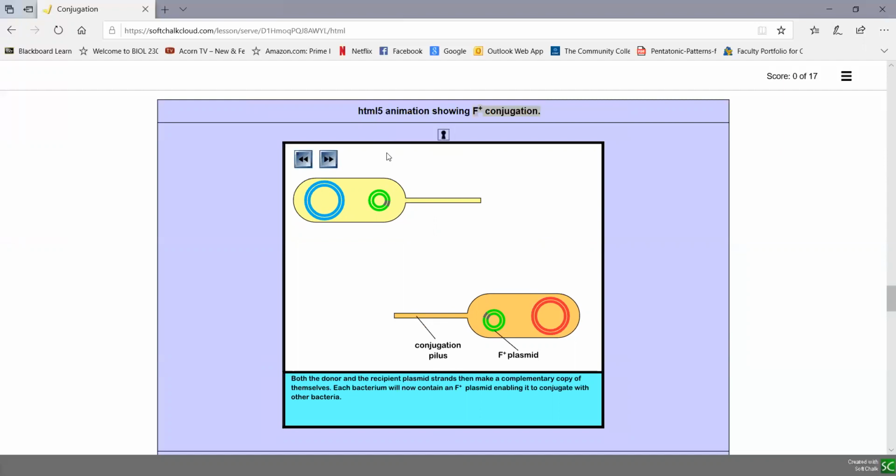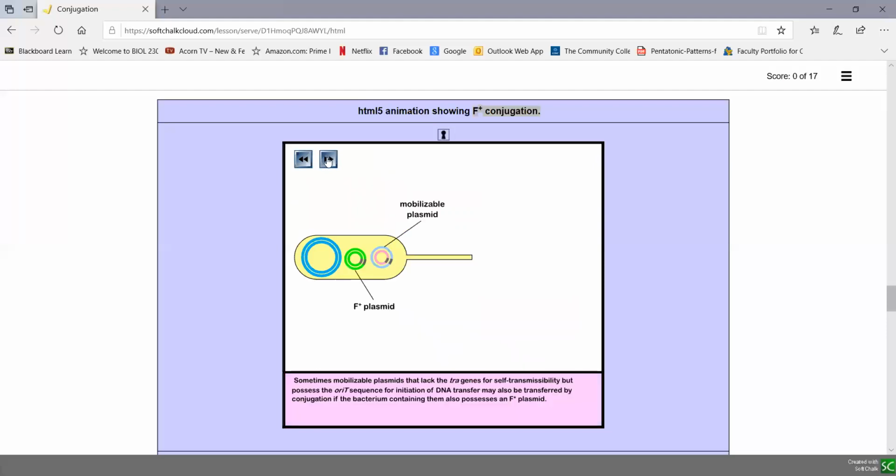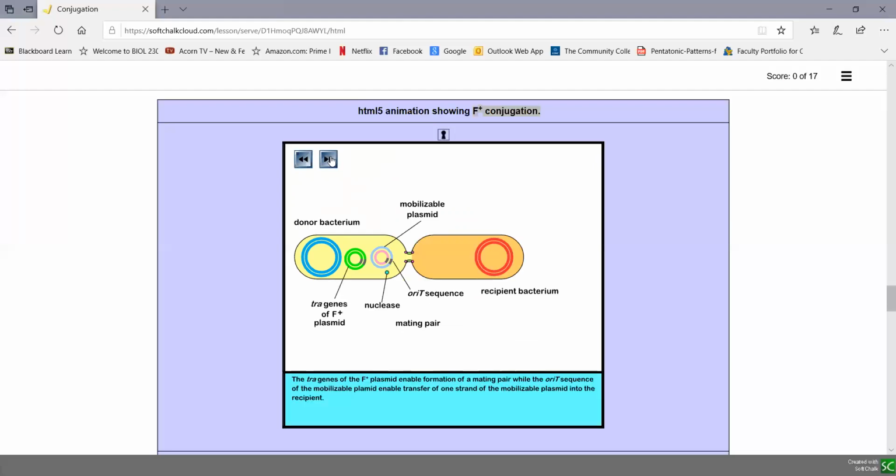So it may seem, what would be the advantage of that, since nothing's being transferred other than, in this case, the conjugation pilus ability and the ability to make a mating pair. Well, keep in mind this bacterium may also contain mobilizable plasmids. So as long as there's an F plus plasmid in the bacterium, it can conjugate, but that means that other plasmids it carries, called mobilizable plasmids, could also be transferred during conjugation, as we see here.